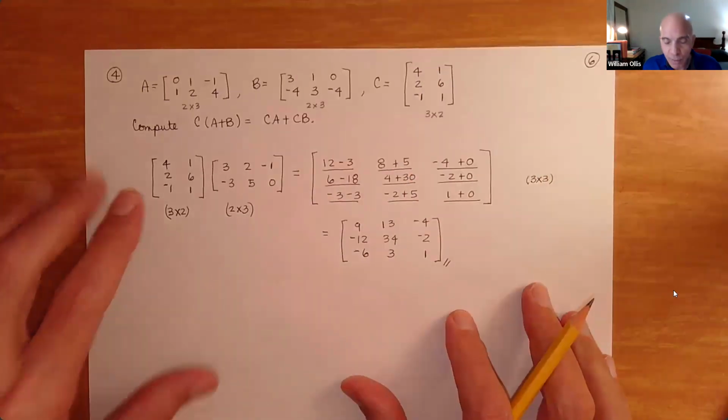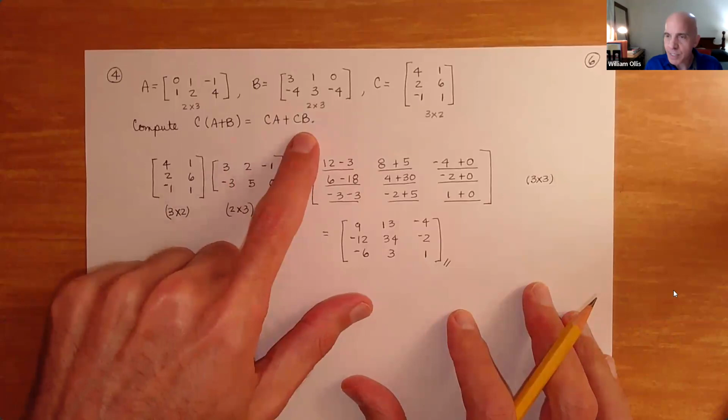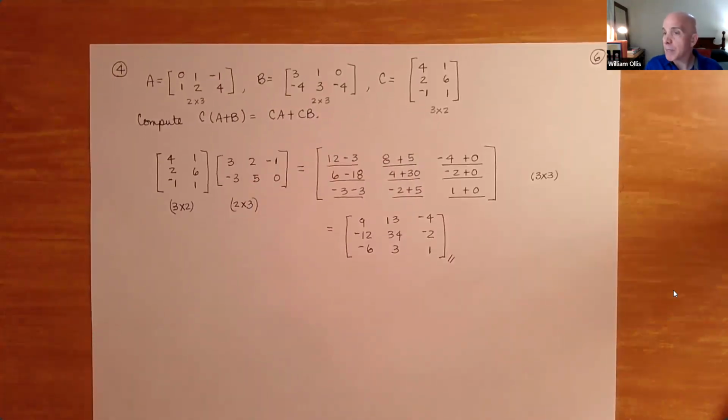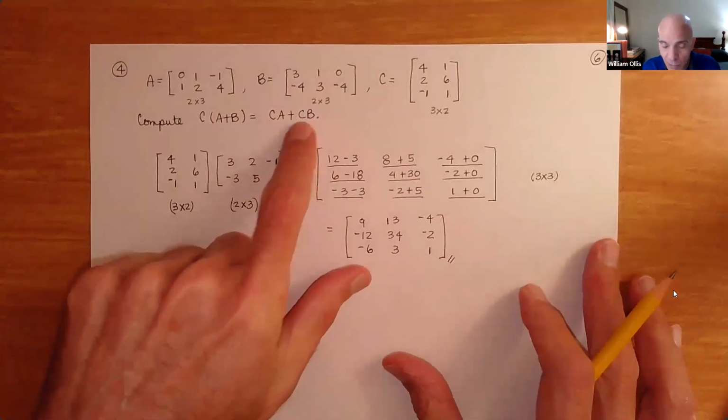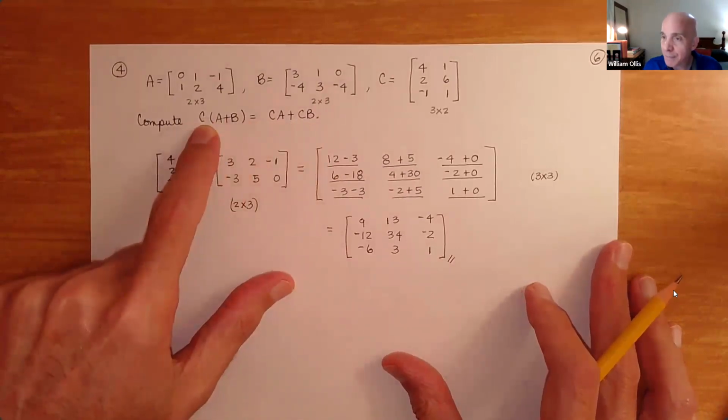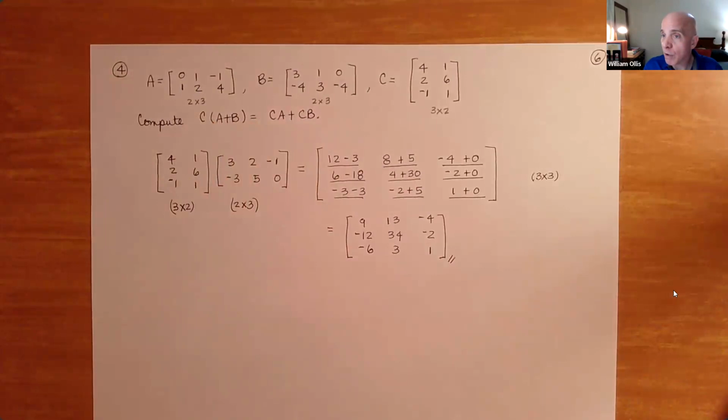So what we're asked to compute is CA plus CB. But of course, we don't want to do that. I mean, we have an identity, we have the distributive law. So basically, we could factor to the left the matrix C. Okay, that's the distributive law.